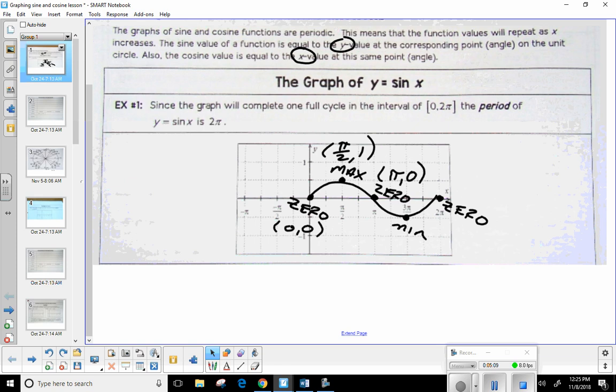So what about this minimum right here? There you go. So 3 pi over 2, negative 1. Okay. And then we finish up with the last point in our cycle. That's what it takes to repeat. What would that one be? 2 pi, 0. So these are my critical values, and they're going to be really useful to me.